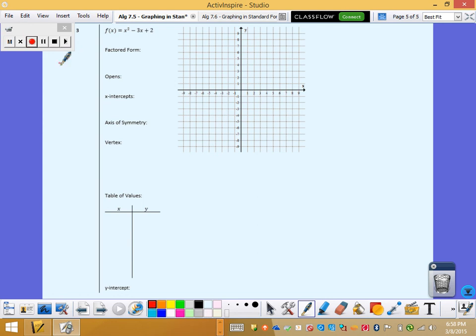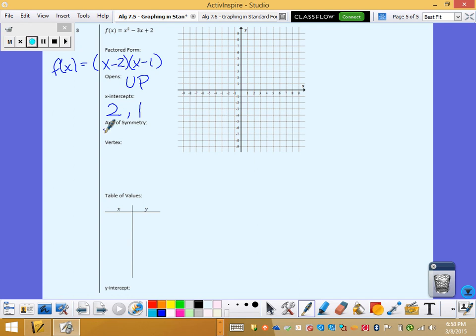Okay, so let's solve this one in factored form. You should have already factored. And we're going to get f of x equals x minus 2, x minus 1. I'm going to go a little faster now since you've already done it. This one has a positive a, just like all of yours today should. So it's going to open upwards. My x-intercepts, I'm solving for when y is 0, and I get 2 and 1. Remember, it's the opposite of whatever you have in your factored form.